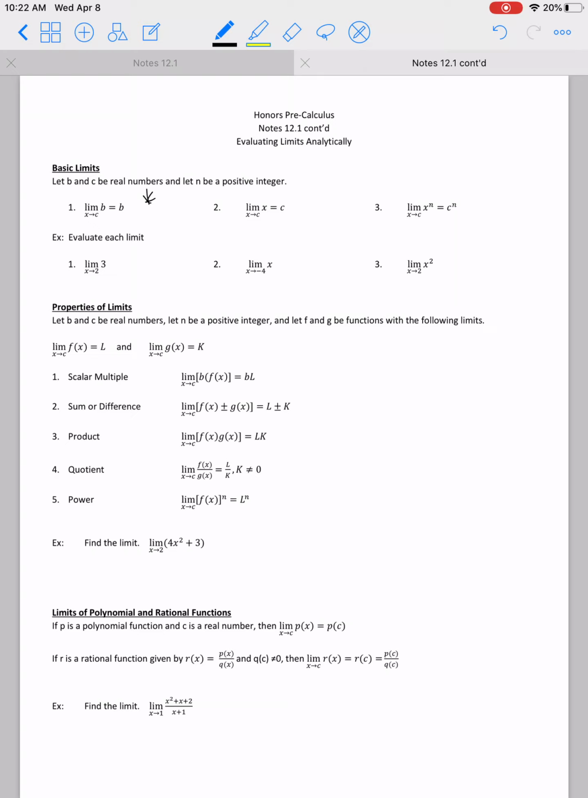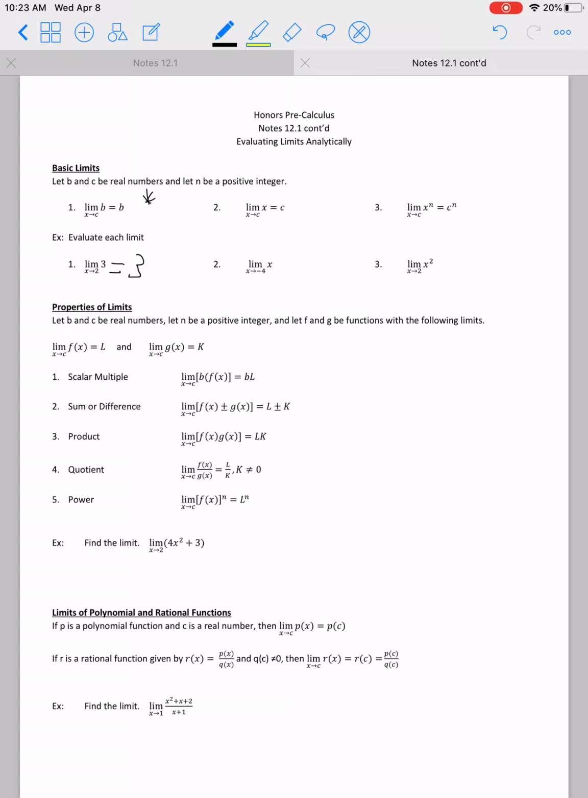This says the limit as x approaches c of some constant function is just going to be whatever the constant is. So if we look down at the example right here, the limit as x approaches 2 of 3, the limit of 3 as x approaches 2, that would be a horizontal line, so that y coordinate is going to remain constant and be a 3.